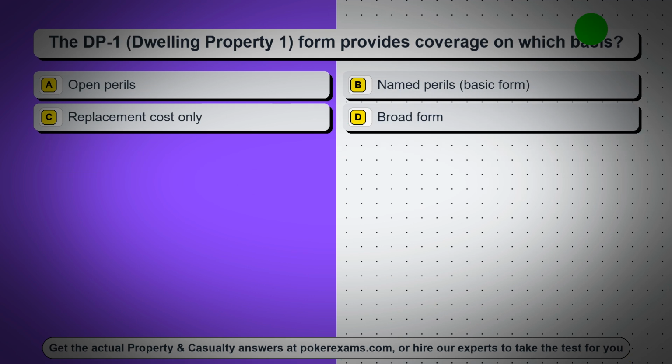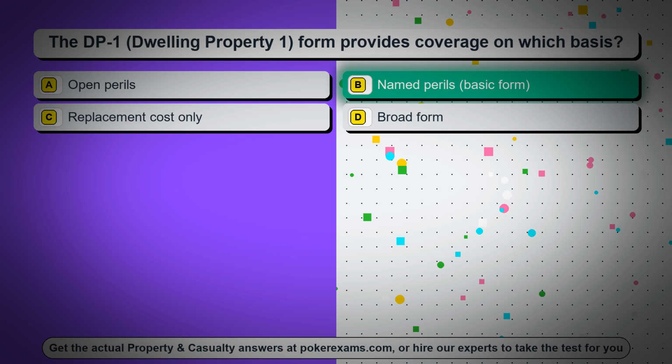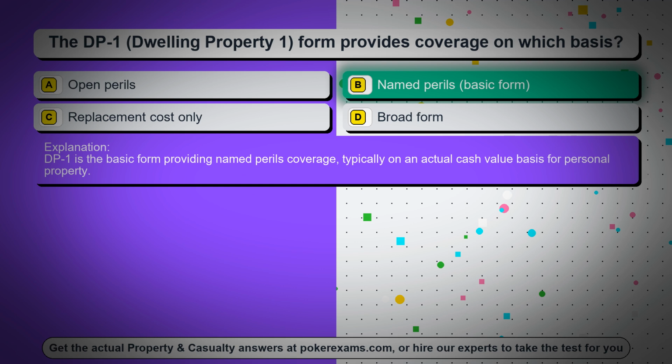Question 43. The DP1, Dwelling Property 1, form provides coverage on which basis? Option A, open perils. Option B, named perils, basic form. Option C, replacement cost only. Option D, broad form. The correct answer is option B, named perils, basic form. DP1 is the basic form providing named perils coverage, typically on an actual cash value basis for personal property.